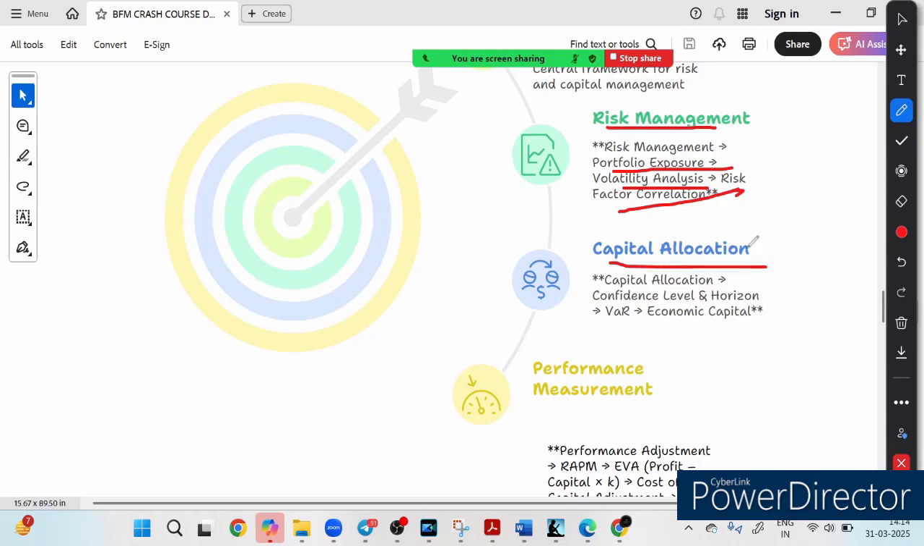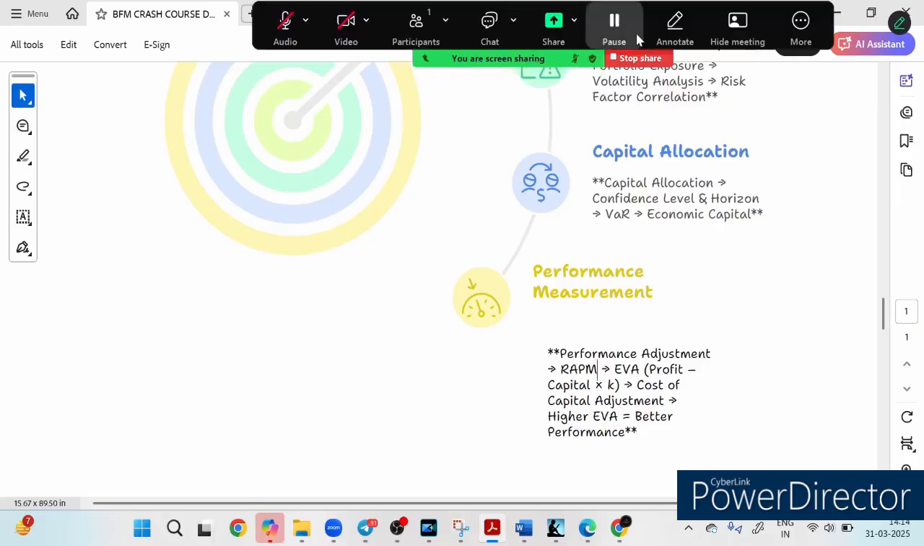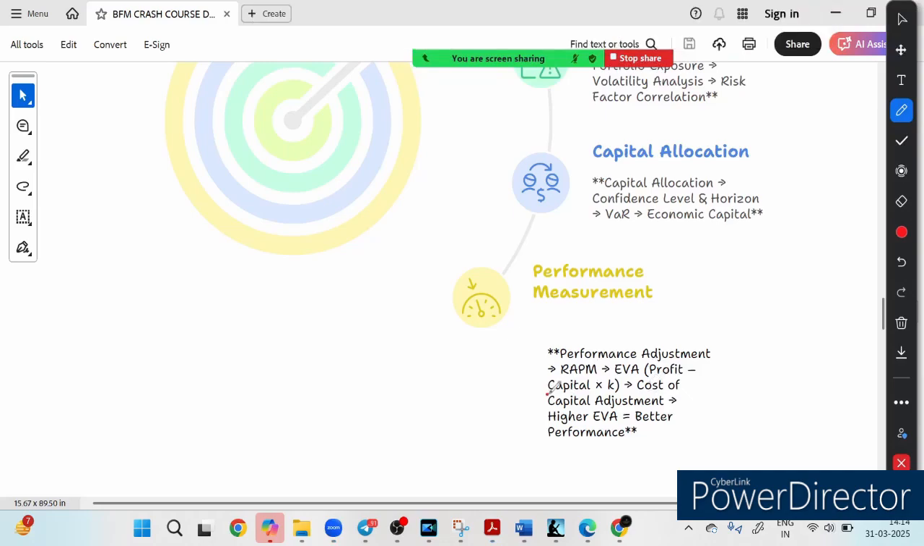And the last but not the least is performance measurement. I told you earlier that we first calculate the risk capital, and based on the risk capital we calculate the performance measurement. Profit is important, but is it worth the risk taken? Using RAPM, risk adjusted performance measure, and EVA, economic value added, RAROC helps assess whether a business is truly creating value. So higher EVA means better performance. Let me tell you the formula for EVA. It is nothing but profit minus capital times K. Remember this formula? EVA is another economic metric that is called economic value added.